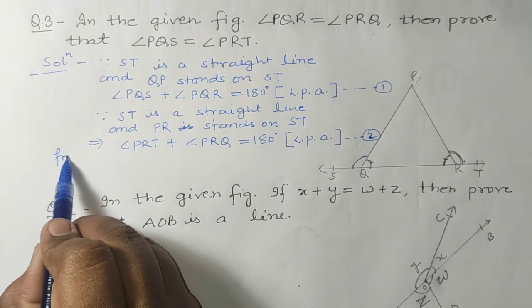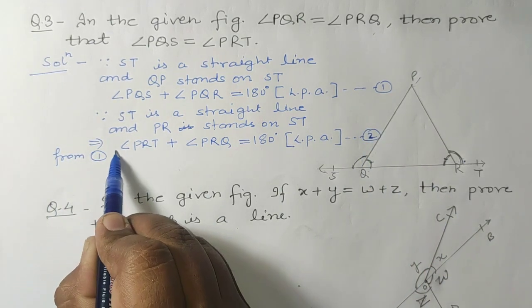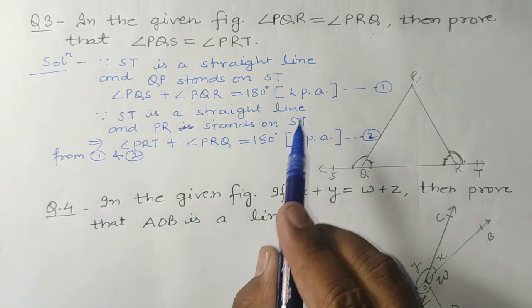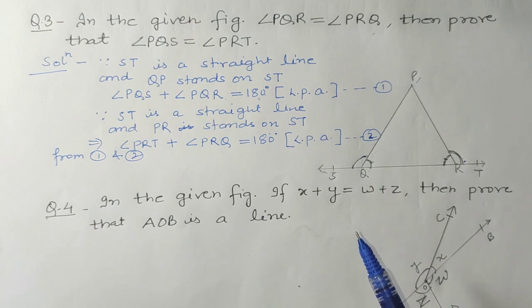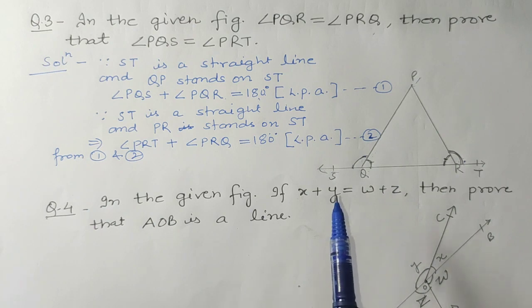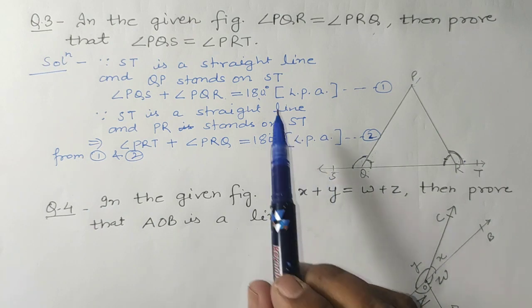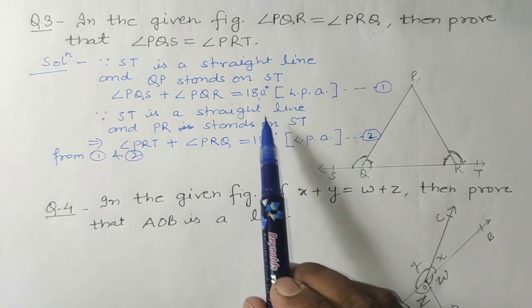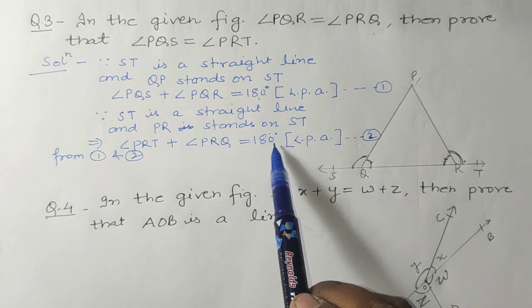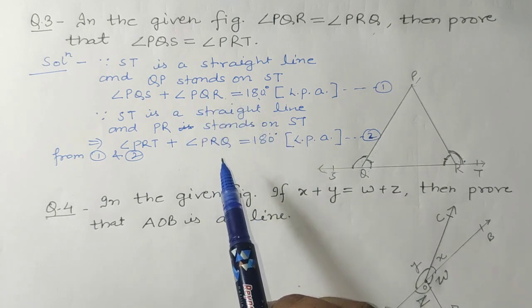Now from 1 and 2, see, the right hand sides of both of the equations are equal. So things which are equal to the same things are equal to one another. Or we can say, if the right hand sides of both of the equations are equal, then their left hand sides should also be equal.